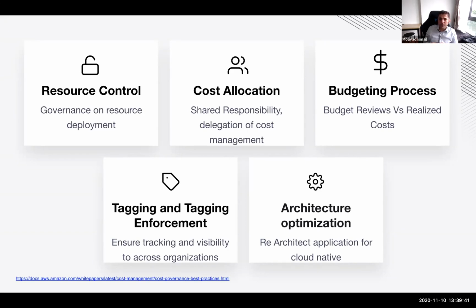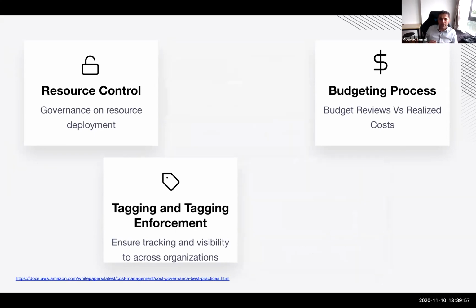Architecture optimization. There are instances where it may actually be cheaper to redeploy an application from a VM to a serverless architecture, as an example. So, having more cost-conscious thinking around the architecture of applications. We will be focusing on three specific best practices. These are resource control, budget process, and tagging and tagging enforcement.